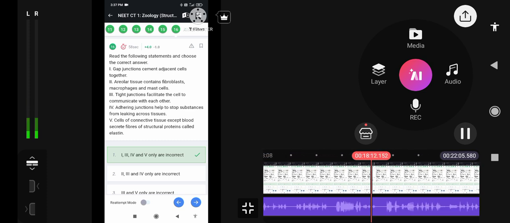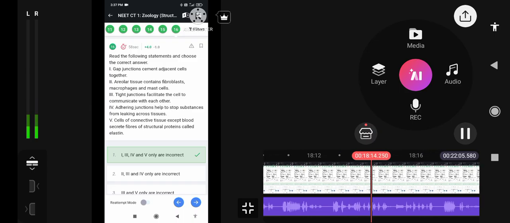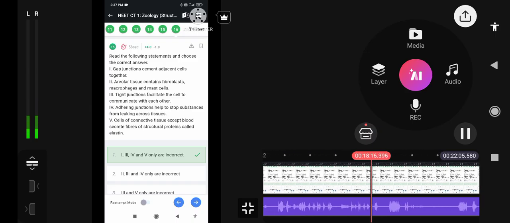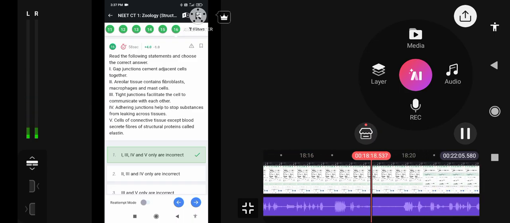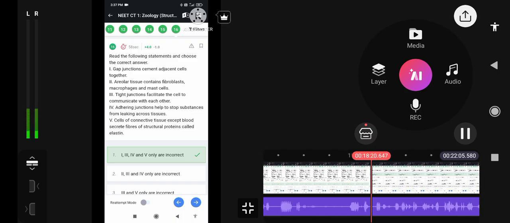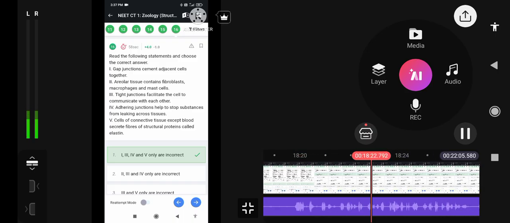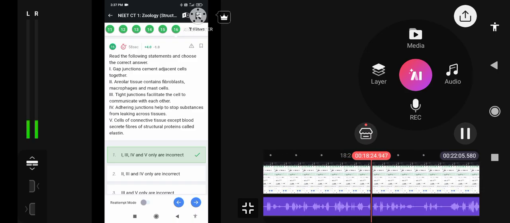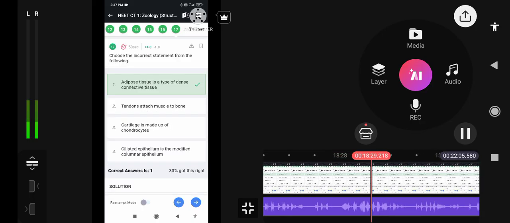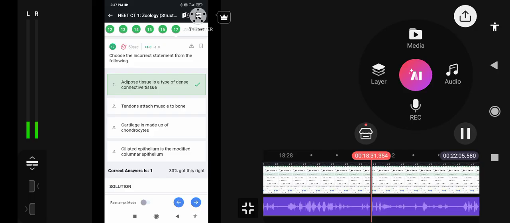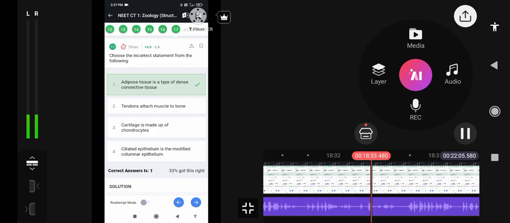Third option, if you see, tight junction facilitates the cells to communicate with each other. Tight junction? No, it's called gap junction. So the third is incorrect. Fourth, if you see, adhering junction helps to stop substances from leaking across this. No, it's called tight junction that stops substances from leaking. And the fifth option, you read with a pause for yourself.